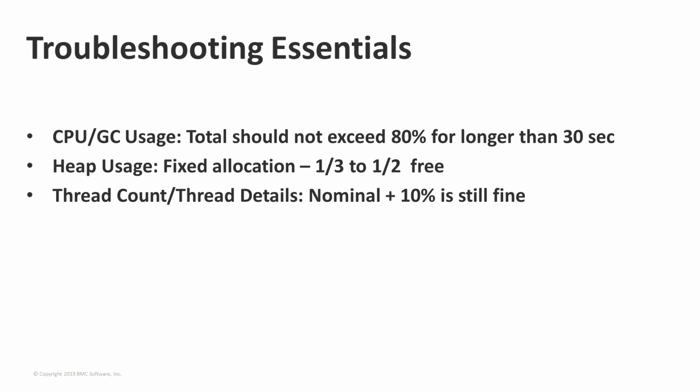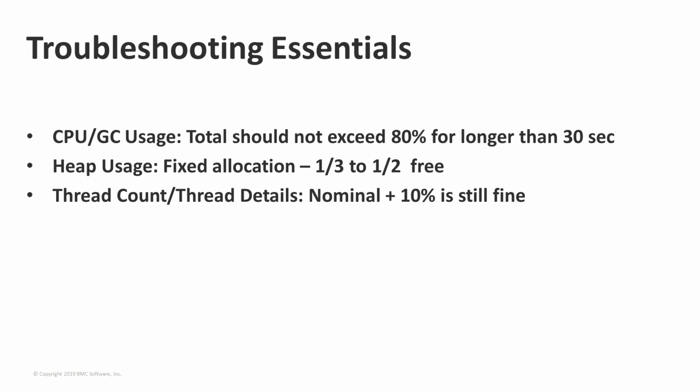Now, next we go into the heap. With a range allocation, not much I can say because the heap goes up and down. But with the fixed allocation, what we want to see is 1/3 to 1/2 free all the time. Okay, 1/3 to 1/2. That's a good rule of thumb.